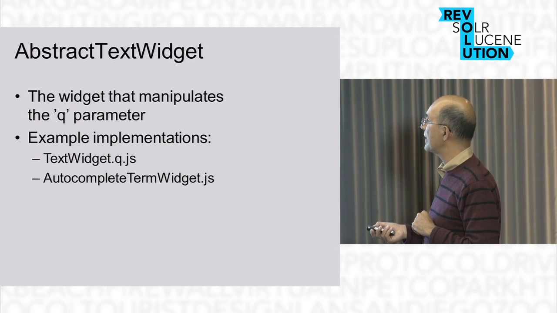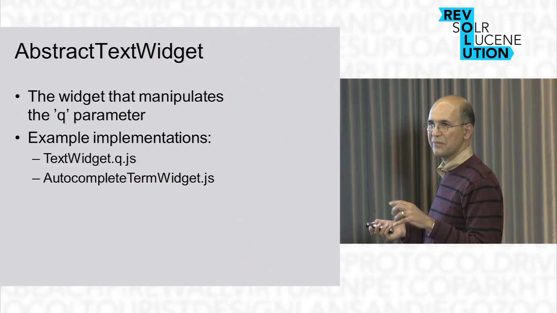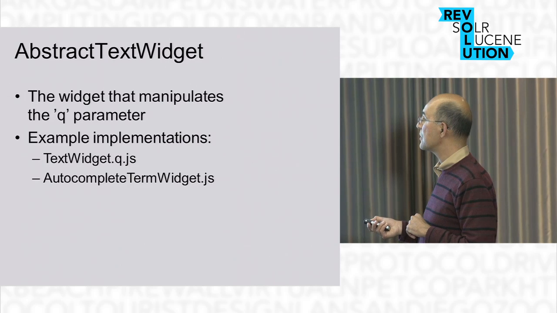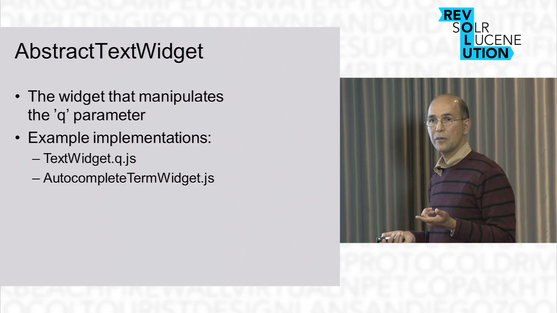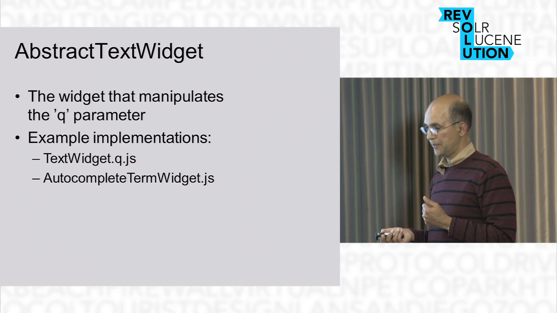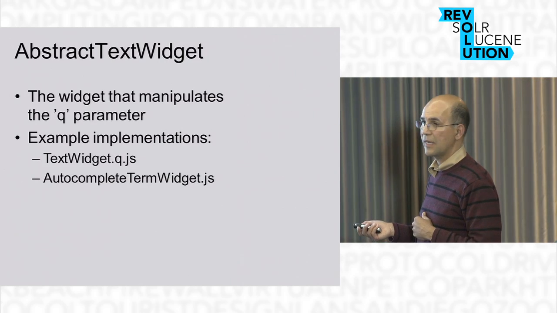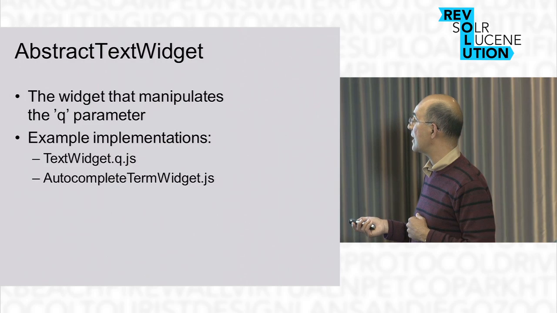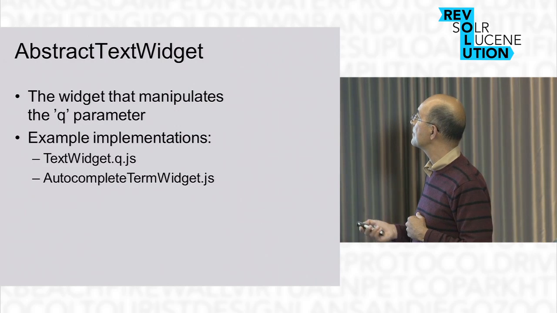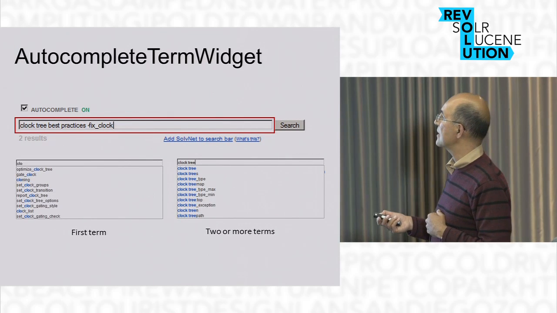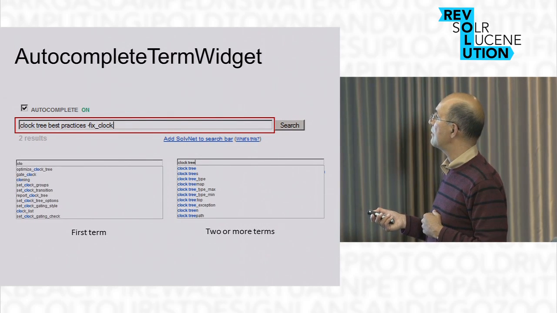There are two implementations. One is a text widget, which is a very simple implementation. There is TermWidget, which was contributed by the community. David Smiley was the contributor for this widget, and we actually used that and extended it. So Autocomplete TermWidget, basically, here is that widget.